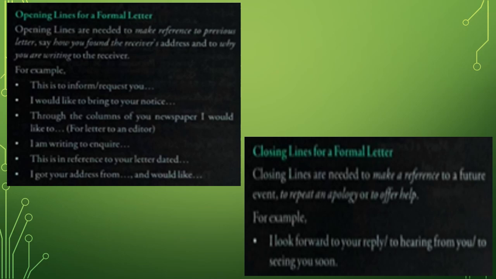Children, here are some of the opening lines for a formal letter and closing lines. The opening lines are needed to make reference to previous letters, say how you found the receiver's address or why you are writing to the receiver. For example, this is to inform or request you, or I would like to bring to your notice, or through the columns of your newspaper, I would like to. If it is to an editor, I'm writing to inquire, or this is in reference to your letter dated, or I got your address from and would like to, and so on.